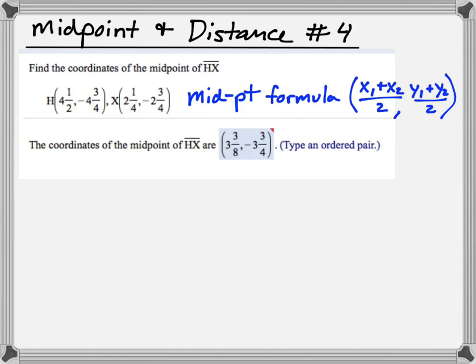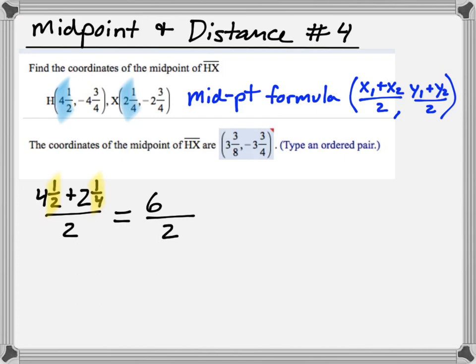But I still am going to use the midpoint formula, which is x1 plus x2 divided by 2, and y1 plus y2 divided by 2, which is really, I'm just taking the average of the x values and the average of the y values. Okay, so for my x coordinates, 4 1/2 plus 2 1/4, all divided by 2.